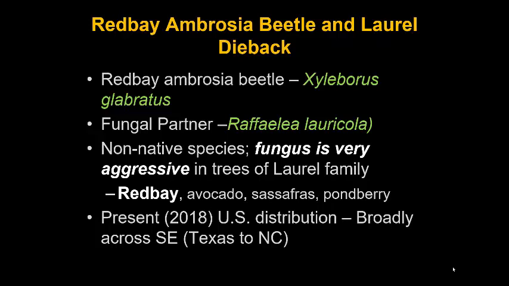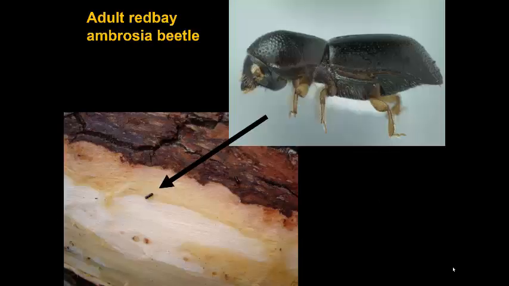This has mostly been in the southeast for a while, but it is now spread broadly across the south, and it can be found in Texas as well. So again, a tiny beetle. How do these tiny beetles kill trees? It's the fungal partner.